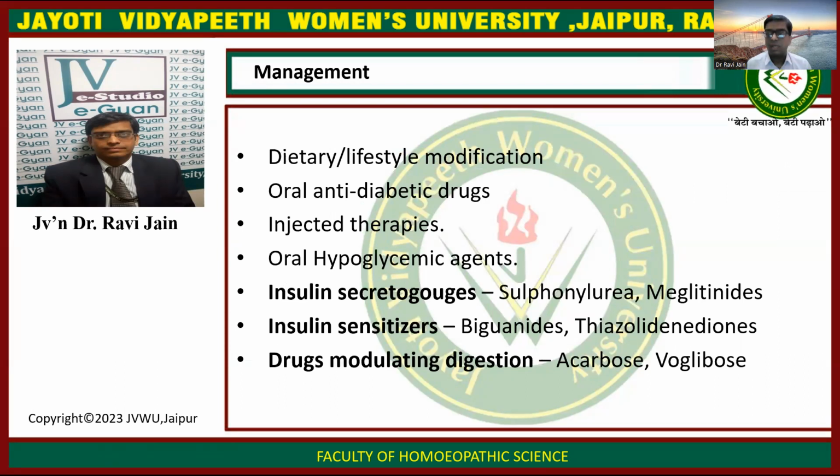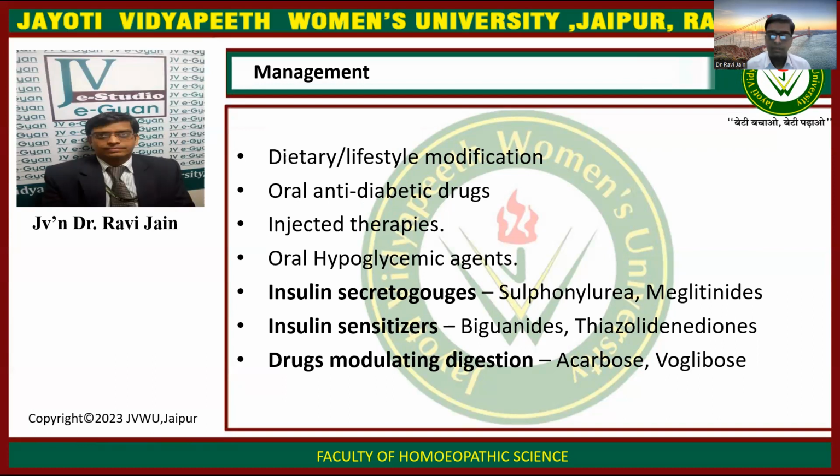Now, how to manage a case of diabetes mellitus? Whenever a patient of diabetes mellitus comes to us, since we know there are lots and lots of complications, how to manage it? As I have just discussed with you, it is considered a lifestyle disorder. So the first and foremost thing we are going to advise the patient is dietary and lifestyle modification. The patient has to make lots of dietary changes and lifestyle changes, like going for walks. Administration of oral anti-diabetic drugs can be done, and there are also injected therapies where insulin injection is given to the patient.